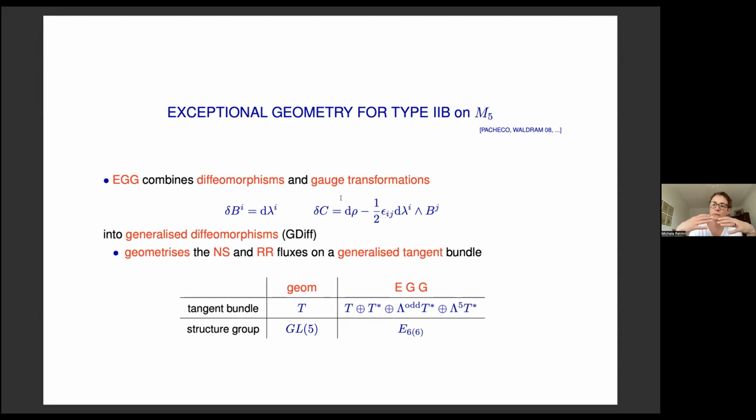The idea is that we can do that by replacing the tangent bundle to our manifold M5 with a larger bundle, which we call the exceptional tangent bundle, which locally is a sum of different bundles: the tangent bundle, the cotangent bundle, and then the exterior forms of odd degree, and the five-form. This extended bundle has a structure group, which is E6(6). The ordinary structure group of our M5 bundle is the geometric part, let's say, of this larger structure group. And these objects, the forms, correspond to the charges of the objects which we can put in our theory: strings, branes, and KK-monopoles.